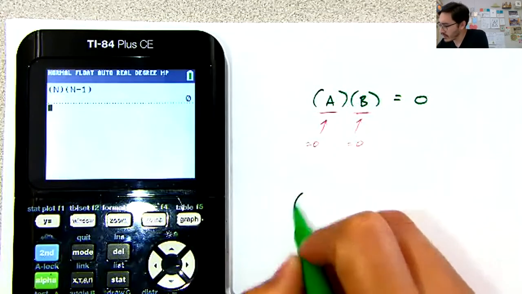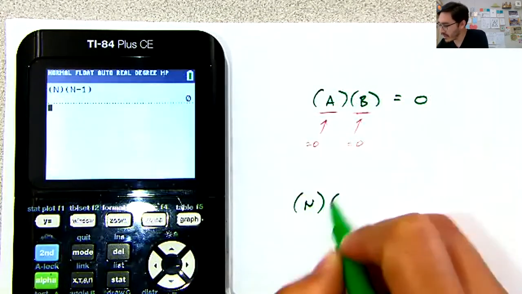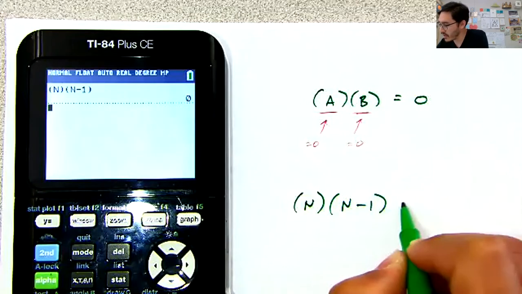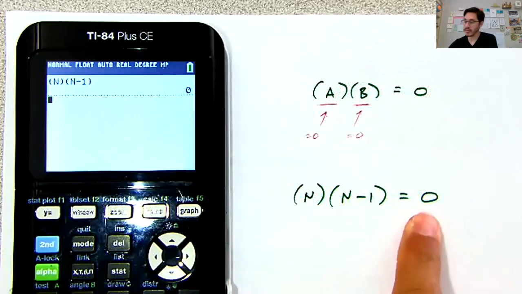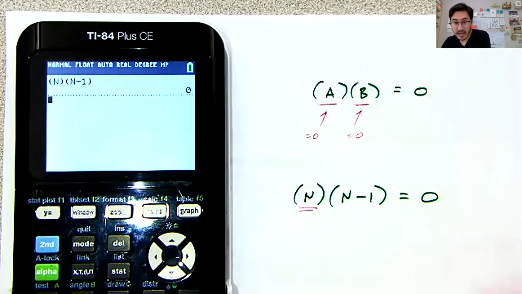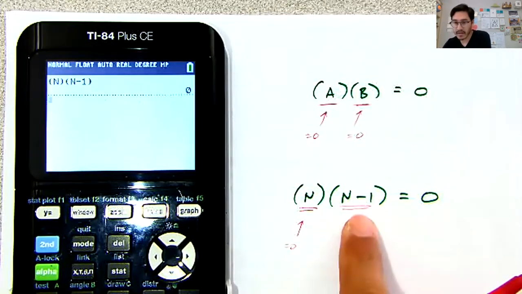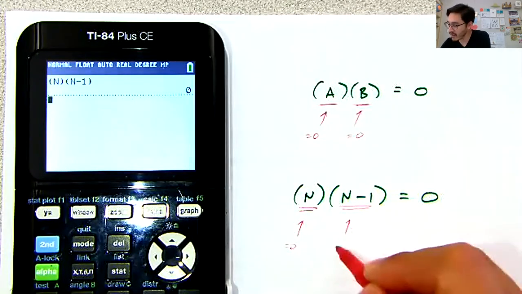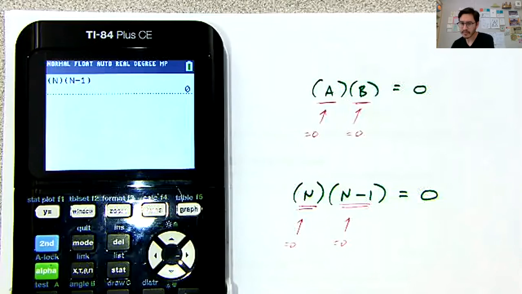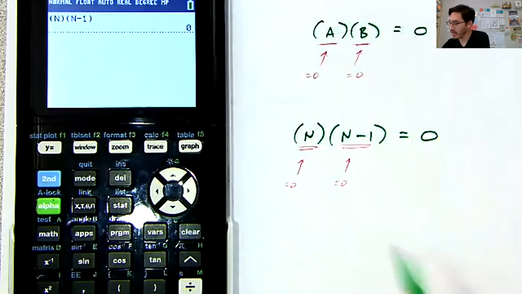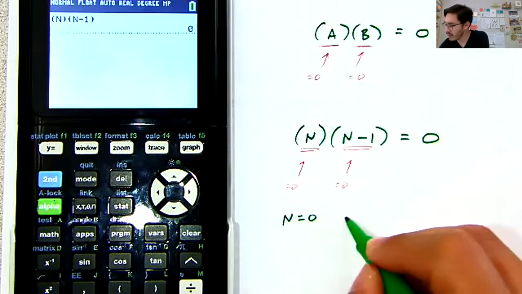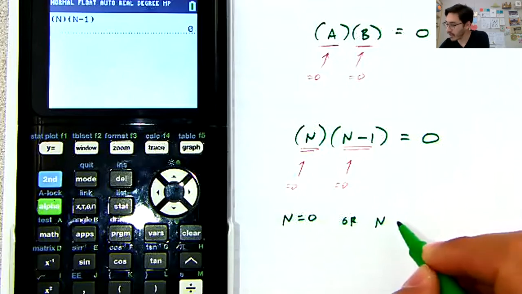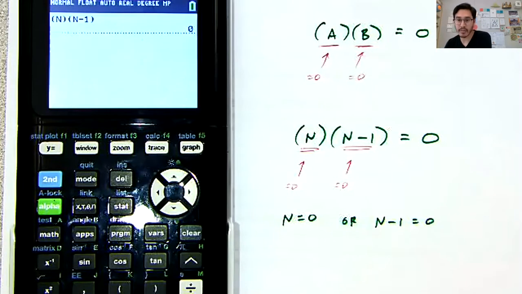Here's how we can think about it. There's a number, and then there's that same number minus 1, and when we multiply, we get 0. Since we know the product is 0, it tells us that either the original number is equal to 0, or this factor here, n minus 1, is equal to 0. So basically what we've established is maybe the original number is 0, or perhaps the number minus 1 is equal to 0.